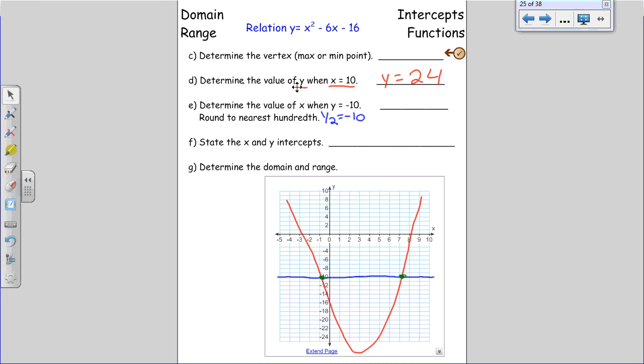So I move my cursor all the way to the left, up here, and I hit enter on it. Then it says second curve, and I hit enter. Then it says guess, and I hit enter. And it should tell you that when y equals negative 10, x equals negative, what do you get? 8.72. 8.72?